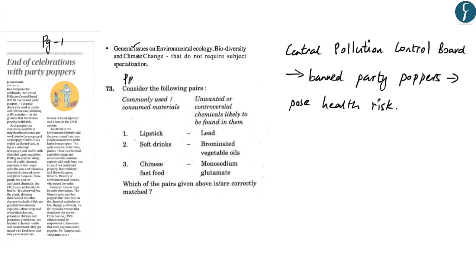In prelims exam 2017, a question was asked which said, consider the following pairs. And it talked about some commonly used materials and the unwanted chemicals that are likely to be found in those materials. So similarly, we will discuss the unwanted chemicals that are found in party poppers, and since they have been banned by the CPCB because they pose a health risk, that is why this topic becomes important.